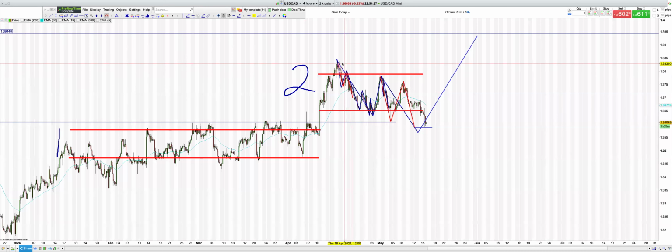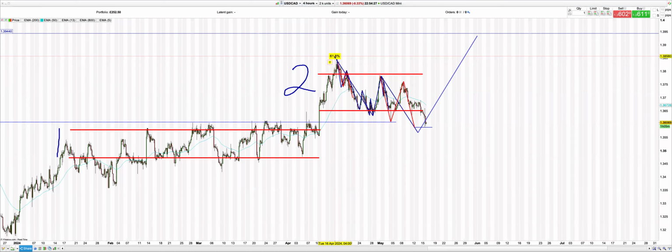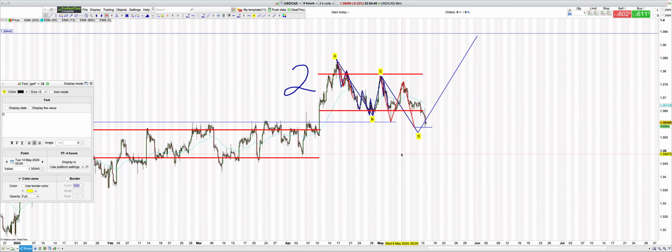So we're looking for a harmonic pattern. This pink, this here to here, let me just mark it up. A, B, C, D. Now we are trading off this smaller ABCD within this CD leg.